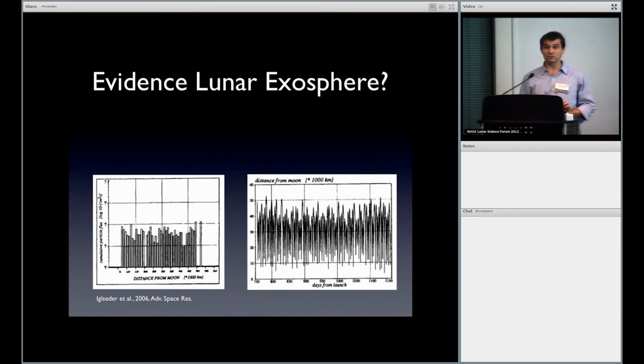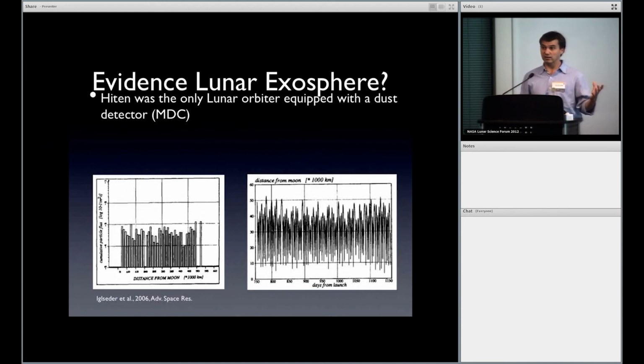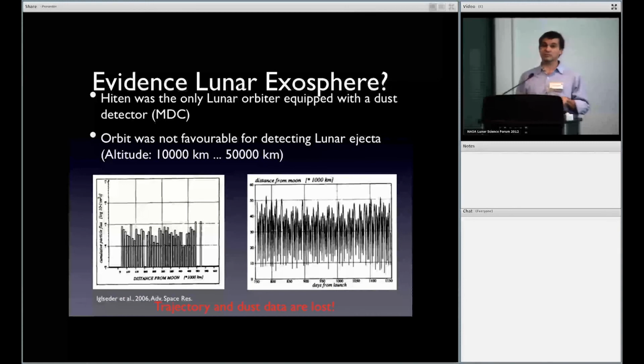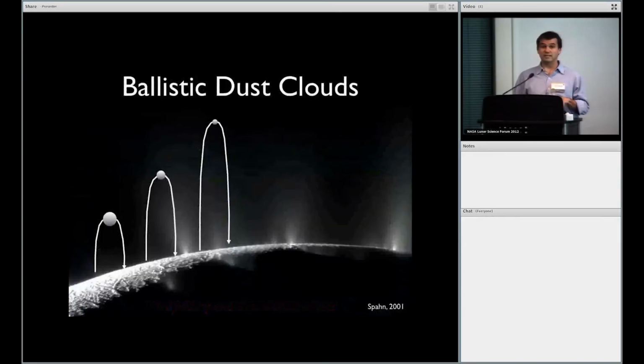Nevertheless, we are absolutely sure that these ejecta clouds, which are permanently there around the moons, are really there. So is there any evidence for a lunar dust exosphere? The answer so far is no, there isn't. First of all, there haven't been that many orbiters around the moon, and only one of them, Hiten, was equipped with a dust detector, the Munich Dust Counter instrument. However, this orbiter never got very close to the surface of the moon, and the detector wasn't very sensitive. So we do not have direct observation of ejecta clouds around any rocky object in the solar system so far.